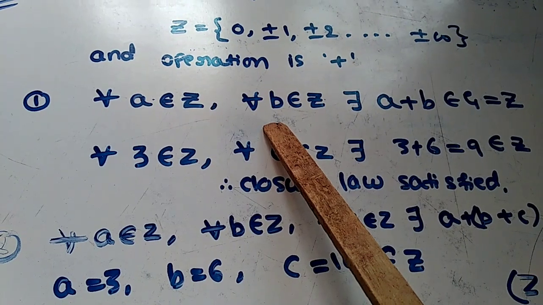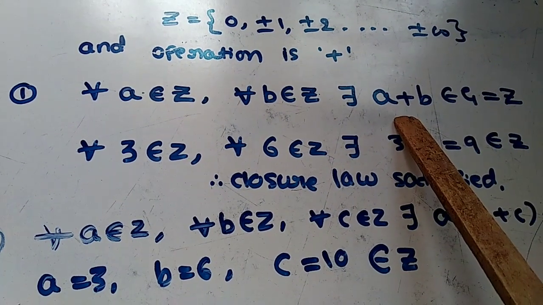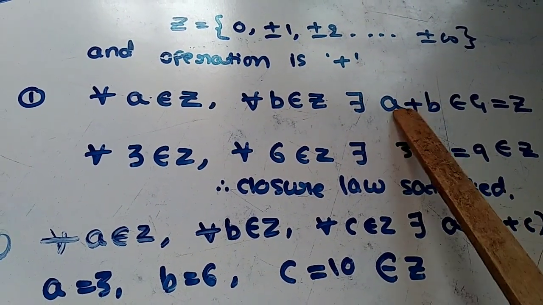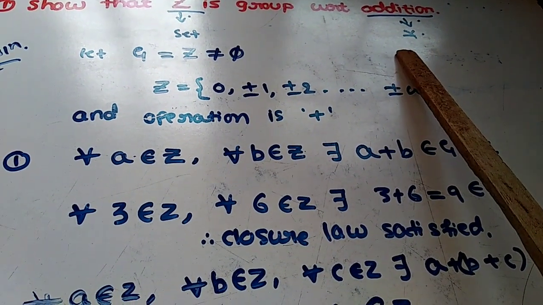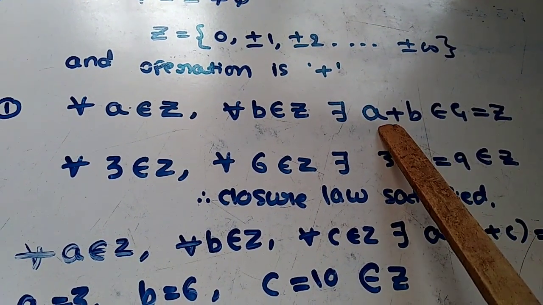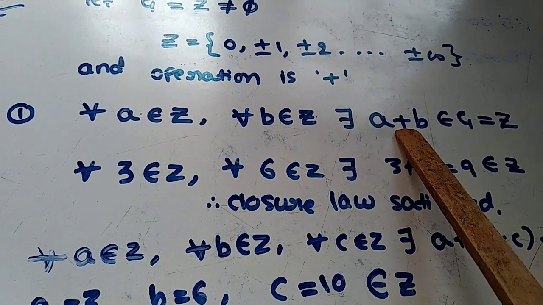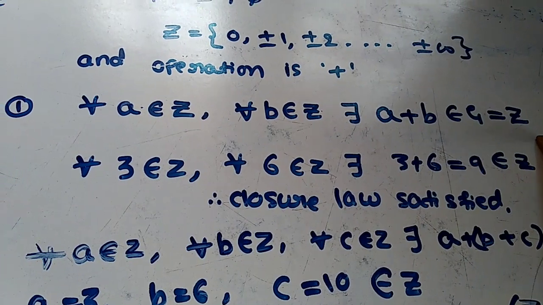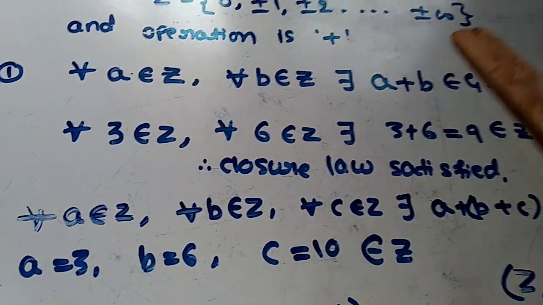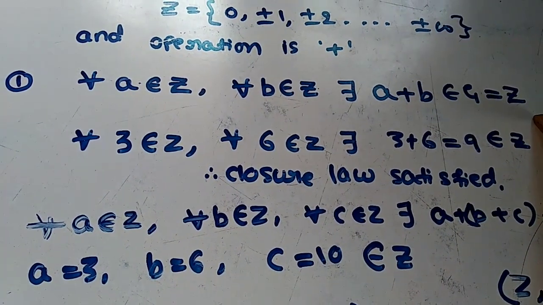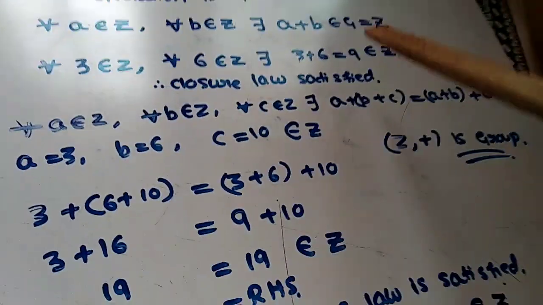Take B as your element, so that B also belongs to this set, then just do the operation plus: A plus B. If instead of plus they give multiplication here, then you have to use the multiplication operation. Here they have given plus, so I am using plus. The answer should belong to Z, then only the closure law is satisfied. Otherwise, if your answer does not belong to the integers, then the closure law is not satisfied. This is the first condition.